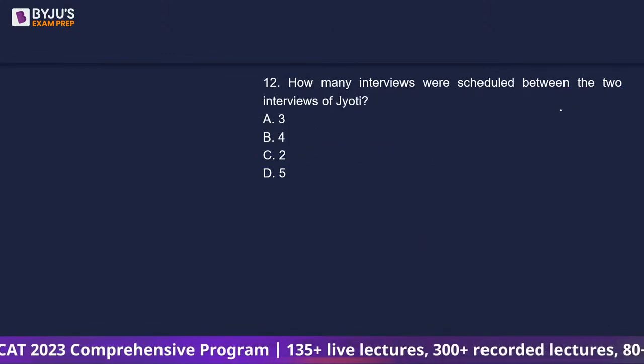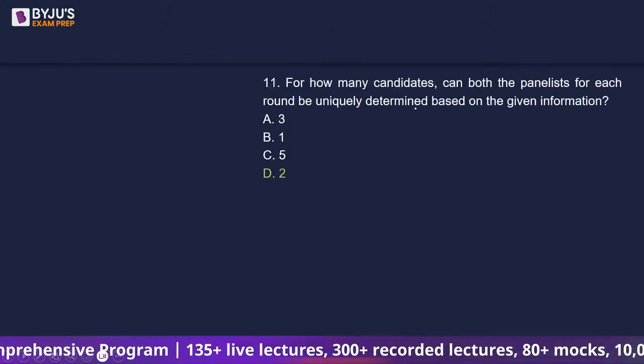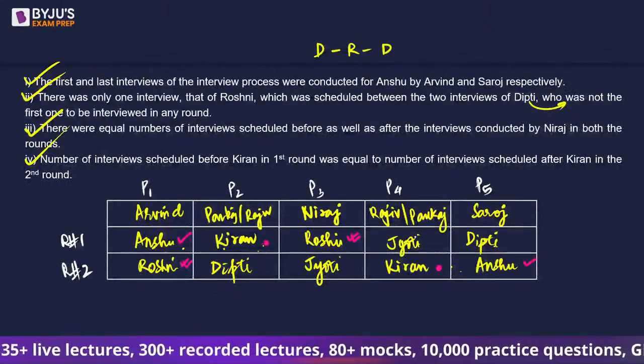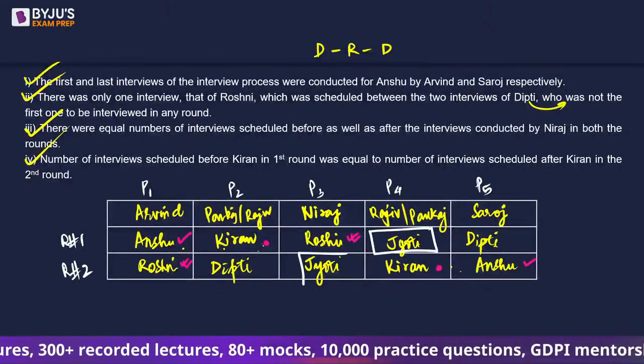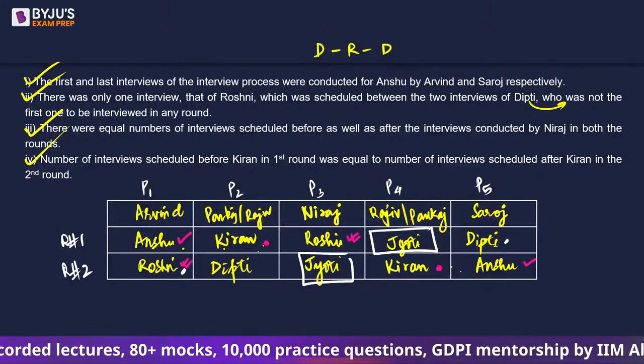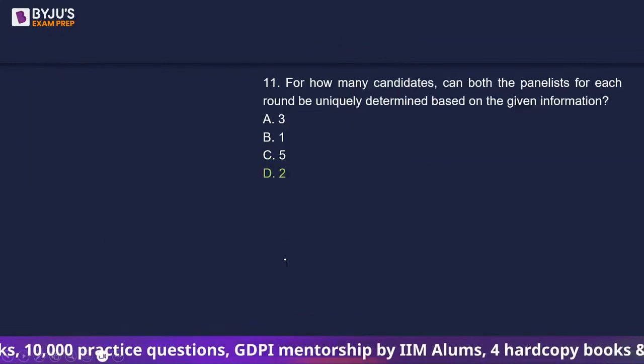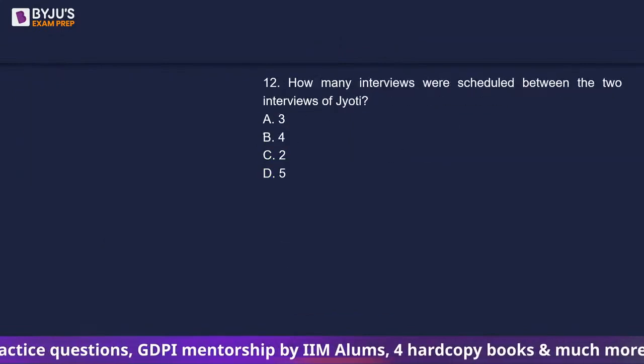Next, how many interviews were scheduled between the two interviews of Jyoti? So Jyoti ke do interviews, one interview was here and another interview was here. There was 1, 2 and 3. 3 interviews happened between the two interviews of Jyoti. So 3 is going to be option A.